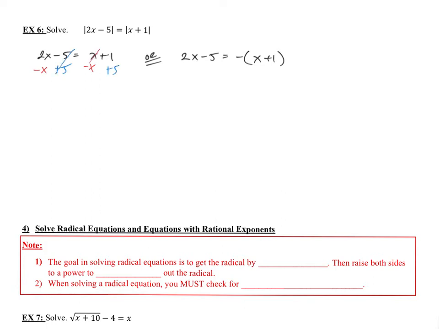Adding the 5 to both sides, and we get x equals 6 for one of our answers. Oops, shouldn't box that just yet. Got to make sure that makes sense. And then, 2x minus 5. Let's distribute that negative first. Negative x minus 1. Adding x to both sides. Subtracting 5 from both sides. Adding the 5.